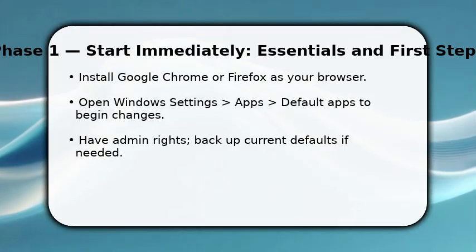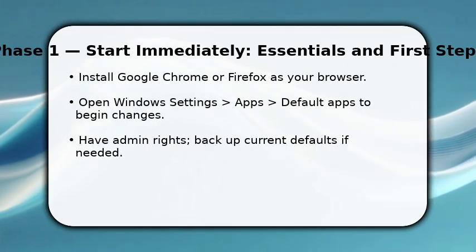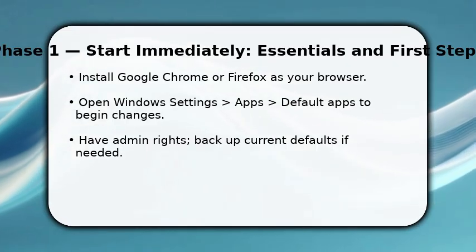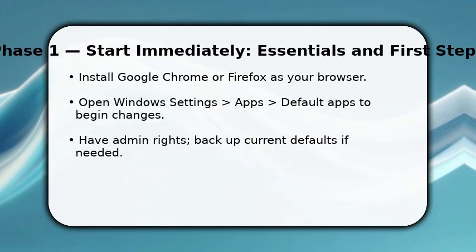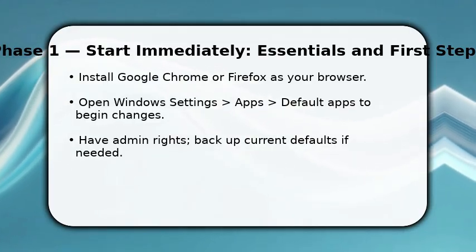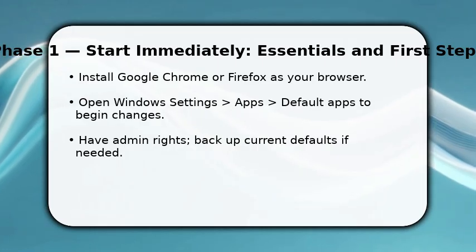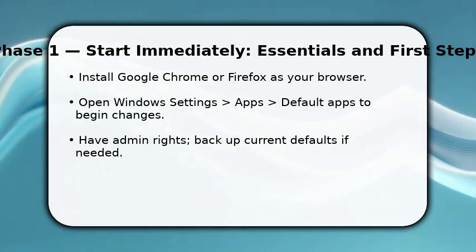You'll start by installing Google Chrome because that's where you'll set Google as the search engine. Once done, open Settings, then Apps, then Default Apps. Make sure you're signed in with an account that can change defaults. You're not changing everything at once.